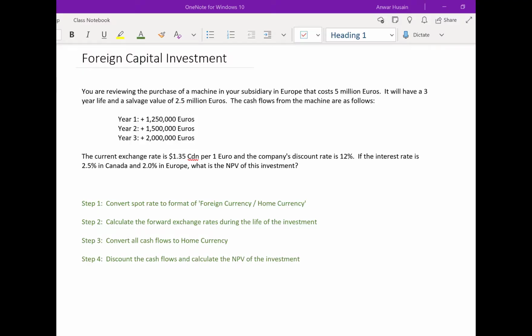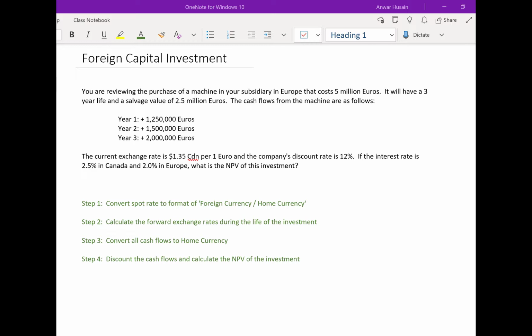Okay, so the next topic I'm going to go over is foreign capital investment. And this is very similar to making a capital investment decision in normal terms. So I'm going to assume you already know how to do a net present value calculation. If not, you can review the videos that I did on capital expenditures and NPV. But this has a couple more areas of complexity because the cash flows are being done in a different currency, and you're going to want to evaluate it, and you've got exchange rates going on as well.